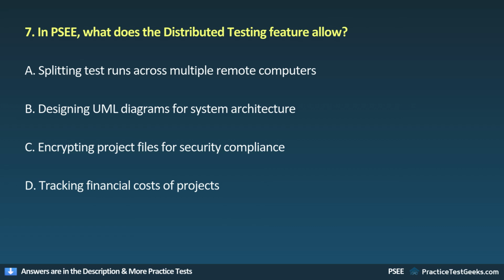7. In PSEE, what does the distributed testing feature allow? A. Splitting test runs across multiple remote computers. B. Designing UML diagrams for system architecture. C. Encrypting project files for security compliance. D. Tracking financial costs of projects.